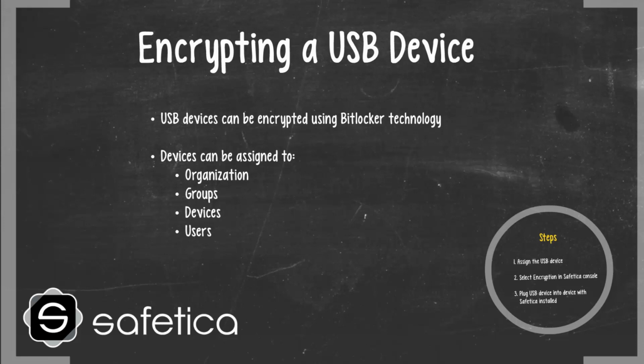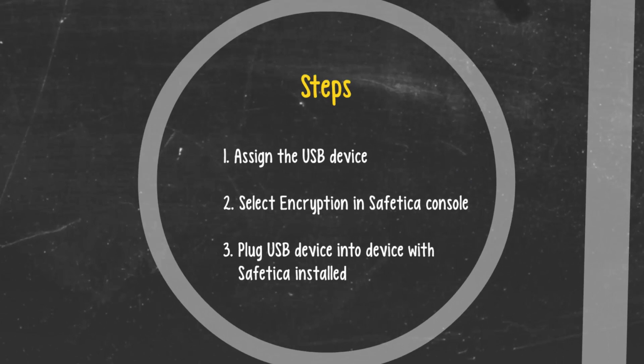There are three steps involved to encrypt a USB device in Safetica. First, you must assign the device to your organization. Then, you can encrypt the device. Once the device is encrypted, it can be accessed on the designated devices that you set in the Safetica console.